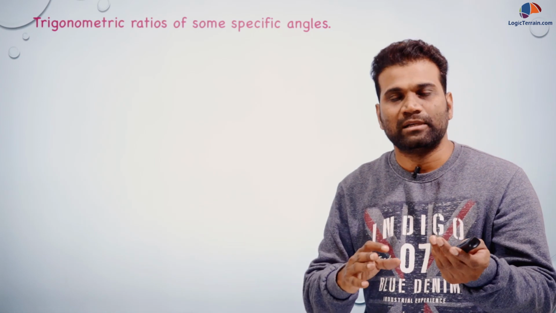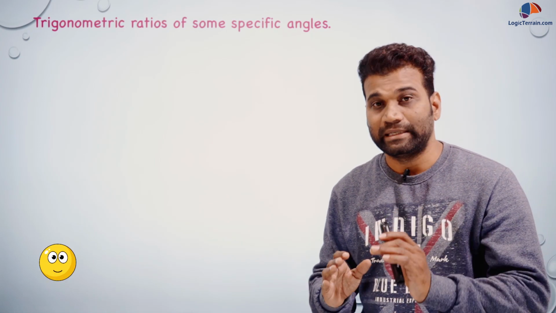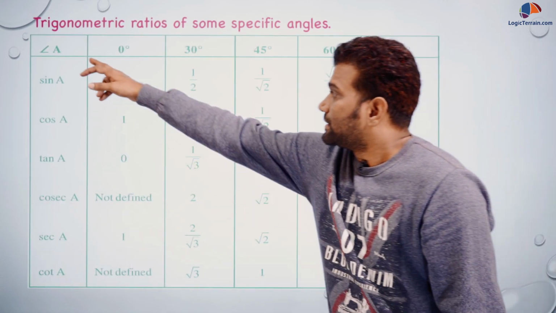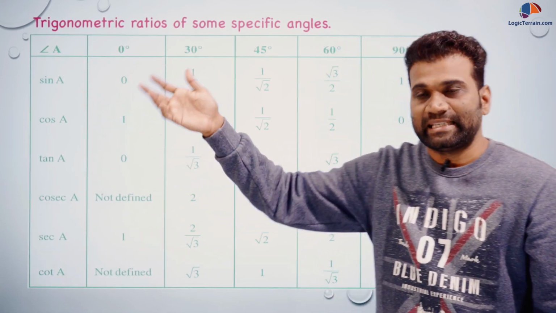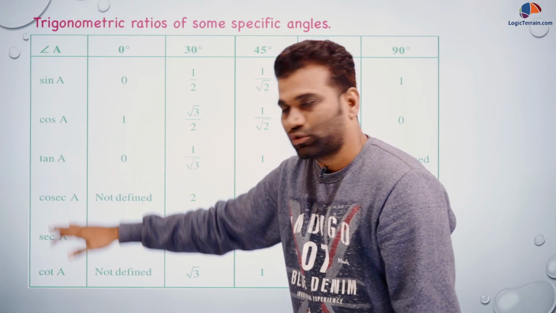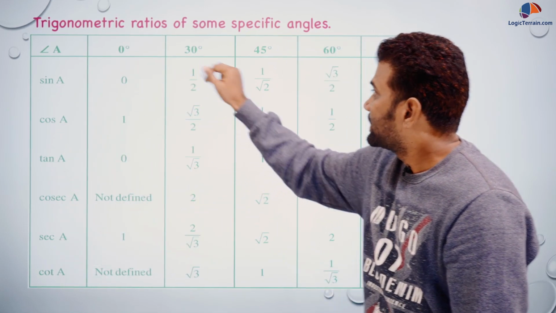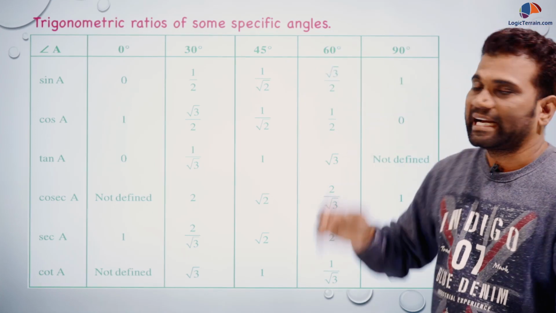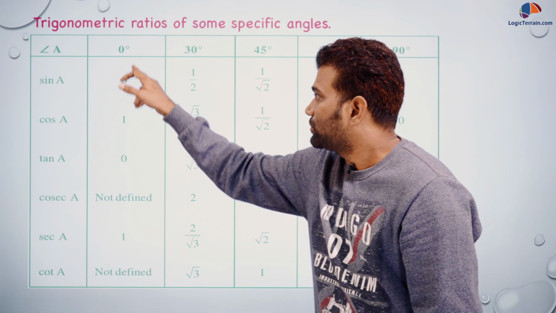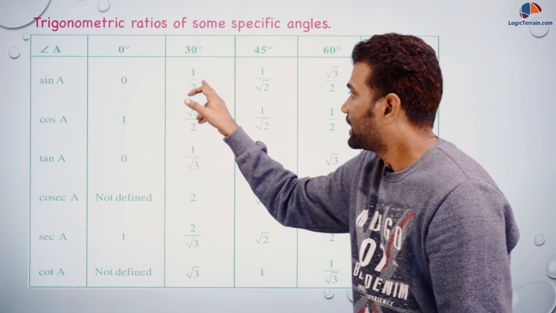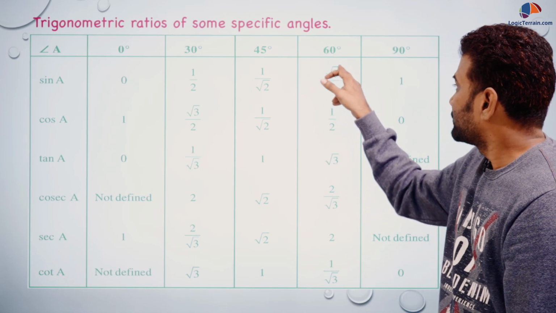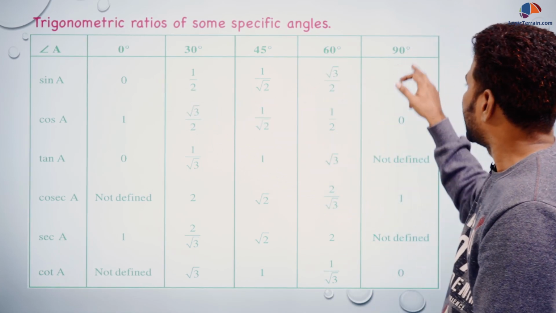Now we will see trigonometric ratios of some specific angles. These we have all learned. Once again we are recalling because we need them. Here this is angle A, or you can say theta: sine theta, cos theta, tan theta, and so on, for 0 degrees, 30 degrees, 45 degrees, 60 degrees, and 90 degrees. We know sine theta equals: sine 0 is 0, sine 30 is half, sine 45 is 1 upon square root 2, sine 60 is square root 3 upon 2, and sine 90 is 1.